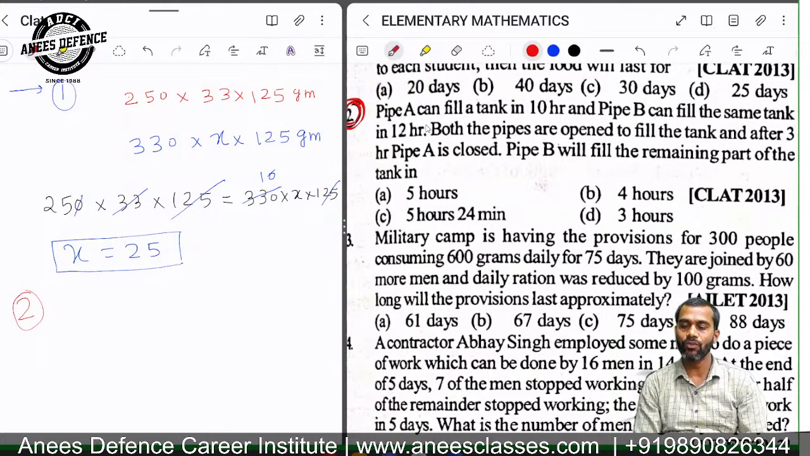Please try to solve question number 2. Understood, sir. Okay. What about the online students, other students? Please let me know. Have you understood? Yeah. Please try to solve question number 2 now. Very easy.